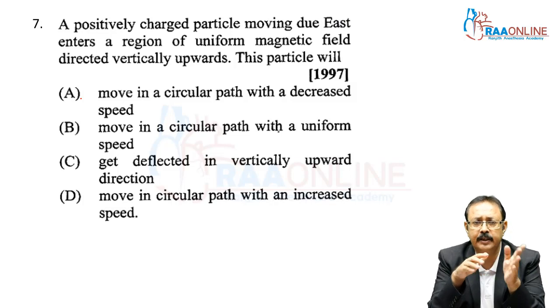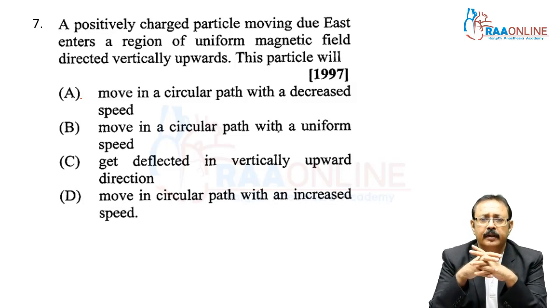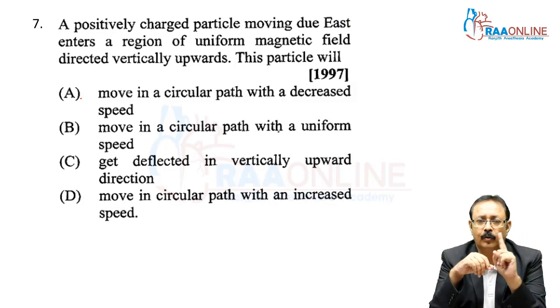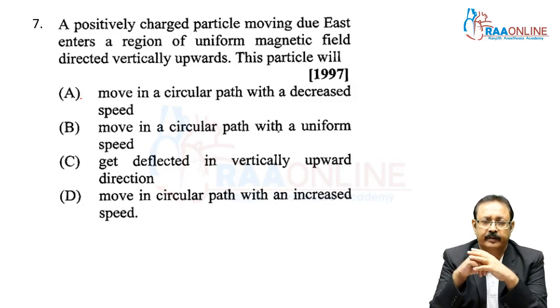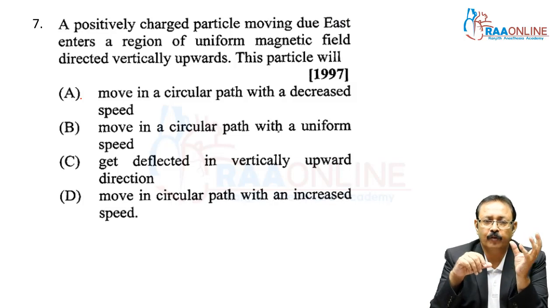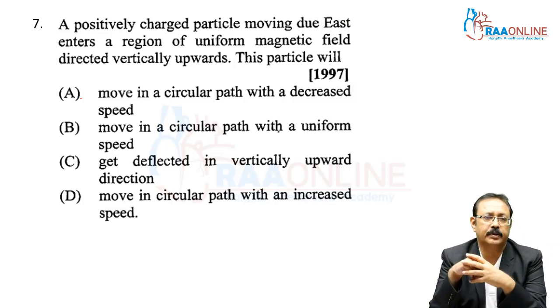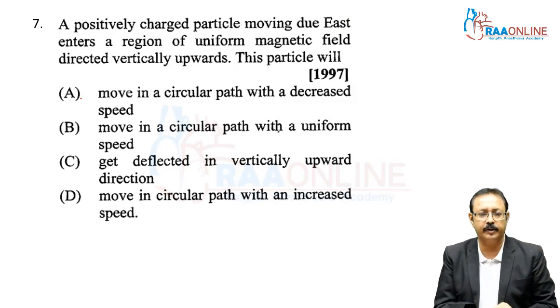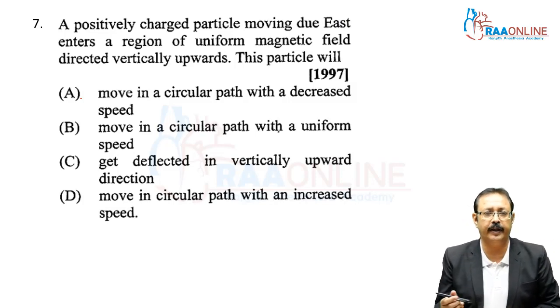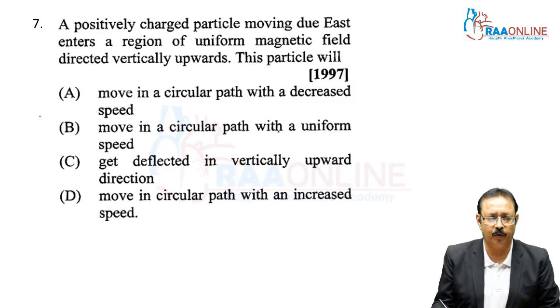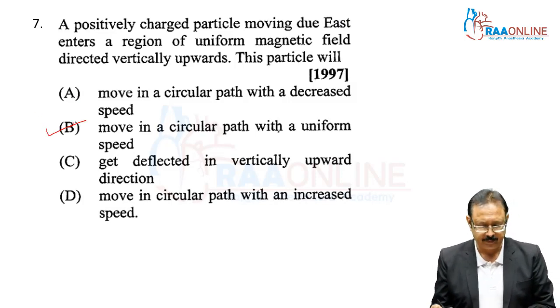I gave you the concept of that Lorentz force. If particles are coming at right angle to the magnetic field, with the same speed, they will start moving in a circular orbit. The force will provide them the required centripetal force. So speed should be constant and they will move in a circle. So we are going with B.